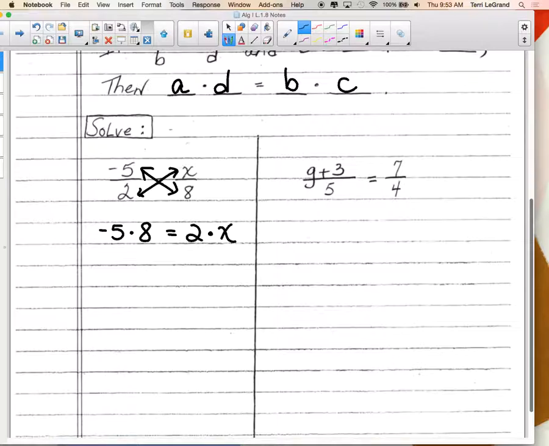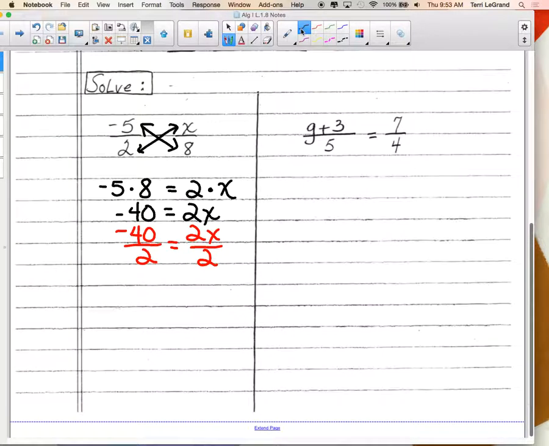Well, this becomes what over here, negative 5 times 8? Negative 40. And 2 times x? 2x, right? What would we do next? Divide both sides by 2. So negative 40 would get divided by 2, 2x would get divided by 2. And sure enough, x equals what? Negative 20. So you already knew that.